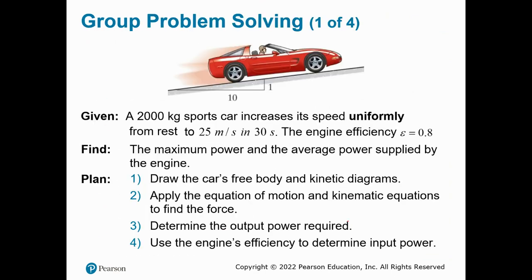Next example here. We have a sports car that increases speed uniformly, so that means constant acceleration. We know the mass, and we know the constant acceleration. It's starting from rest, so the initial velocity is 0, to 25 meters per second final velocity in 30 seconds. The engine efficiency we know is 0.8. We're looking for the maximum power and average power supplied by the engine.